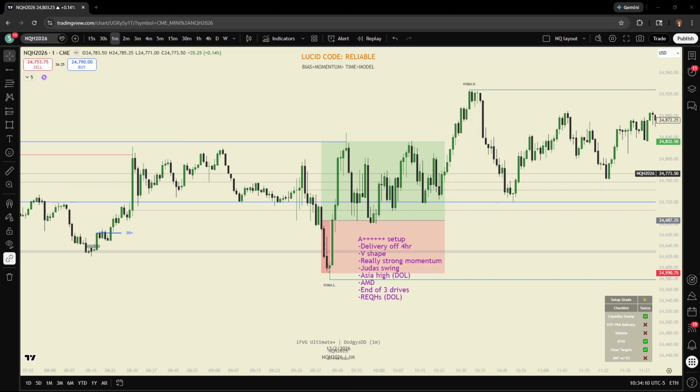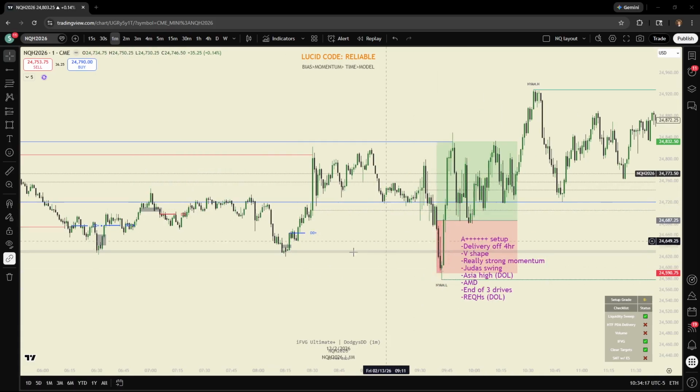Okay. What makes it setup A plus plus plus instead of just A plus? This setup was just because of momentum. And the dead eye. Yeah.